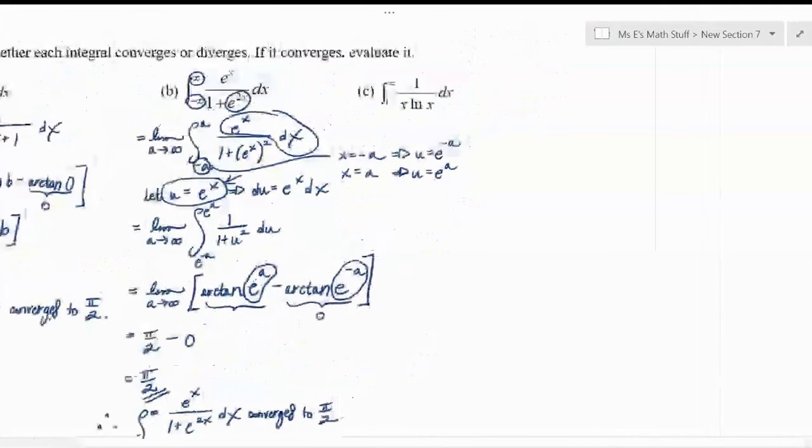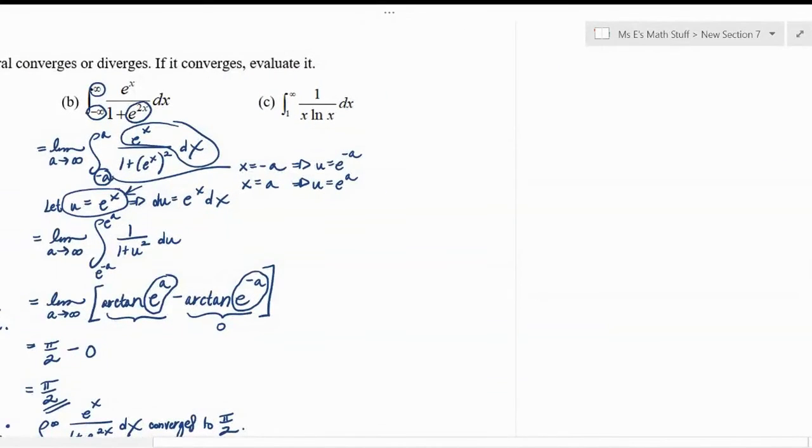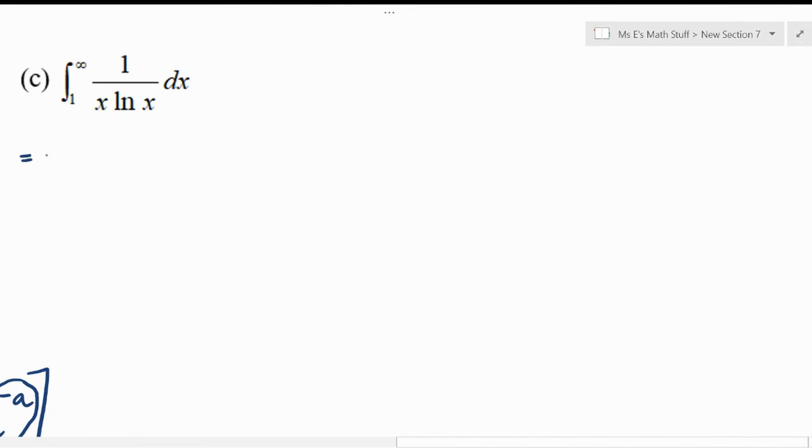Okay. Let's take a look at part C now. First, let's fix the improper nature. So we'd have the limit as b approaches infinity of the integral from 1 to b. I'm going to write the integral as 1 over the natural log of x times 1 over x dx, just because I think it might make things a little more clear as to where we're going with this.